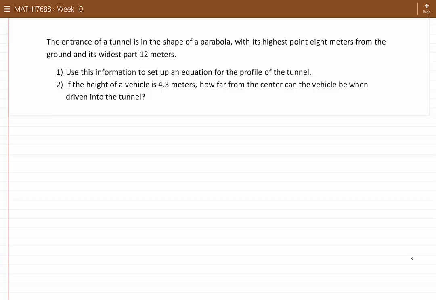The entrance of a tunnel is in the shape of a parabola, with its highest point 8 meters from the ground and its widest part 12 meters. 1. Use this information to set up an equation for the profile of the tunnel. 2. If the height of a vehicle is 4.3 meters, how far from the center can the vehicle be when driven into the tunnel?